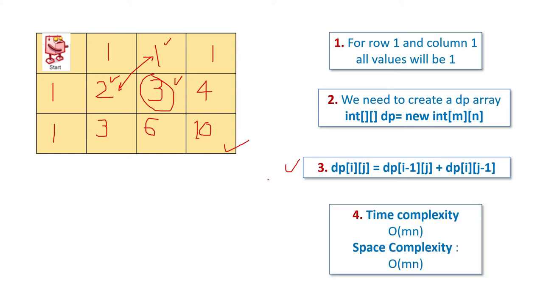Now what is the time complexity for this? To solve this problem, obviously the outer for loop will maintain the row part and the inner for loop will maintain the column part. So we have to run it m into n times. That's why the time complexity will be O of mn. And the space complexity, to maintain this DP array, will also require mn space. So the space complexity will be O of mn.